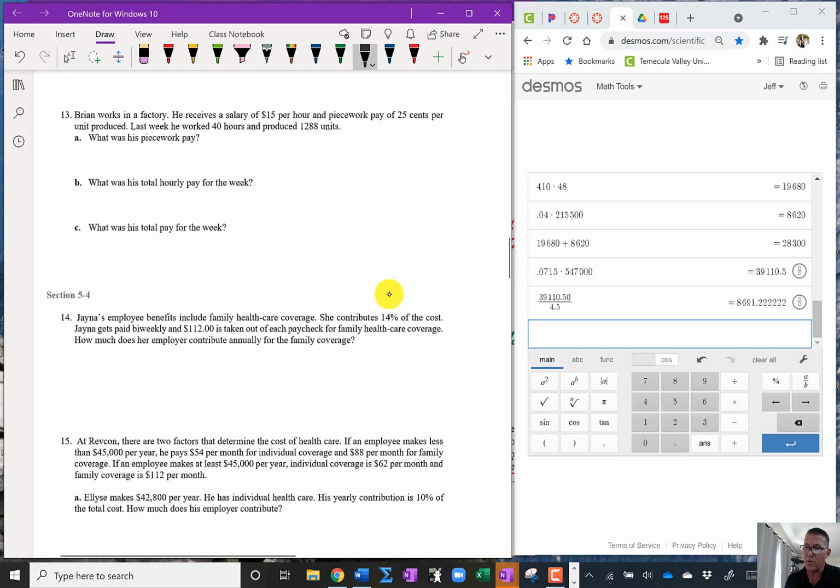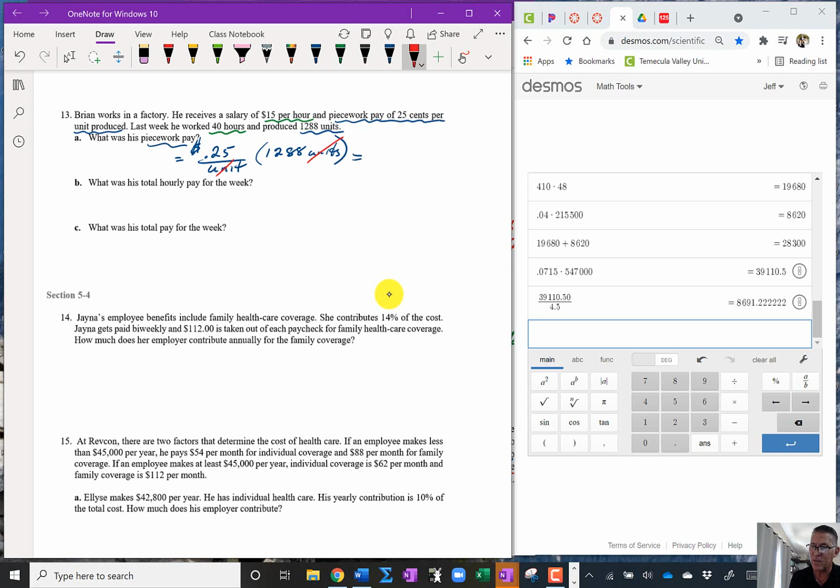So the piecework pay is going to be equal to the rate, and he gets 25 cents. So 25 cents in dollars is 0.25 per unit produced. And then you multiply by how many units. In this case, he produced 1,288 units. Notice that I'm putting the units in. The reason why is because they cancel out and you get dollars, right? So basically, he gets a quarter per unit produced. So when you take a quarter, which is 0.25, and multiply by 1,288, you get $322. That's how much he gets for producing these, whatever these things are. $322.